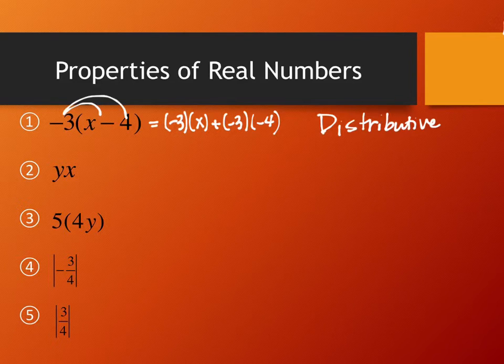The second one doesn't look like you can really simplify it, and you can't, but there is a property at play here that we use quite frequently, and this is one of those that you don't even think about when you use it. y times x is the same as x times y. You've used that since you learned your addition facts, probably since kindergarten, first grade.